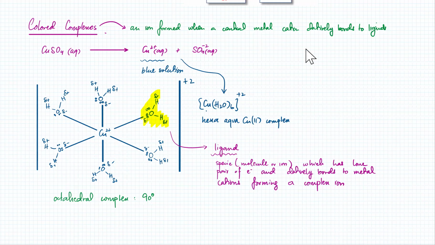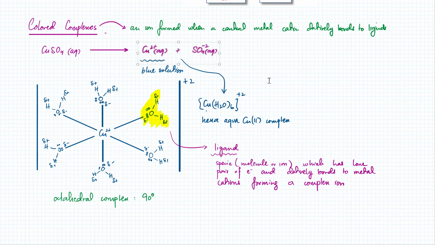I said colored complexes, what's a complex? I briefly told you that we started off with copper sulfate, and I told you that it's aqueous. So we've learned that when copper sulfate is aqueous, it dissociates and forms two ions. One is Cu2+, and the other one is SO4 2-. So you've got these two ions that are formed in solution.